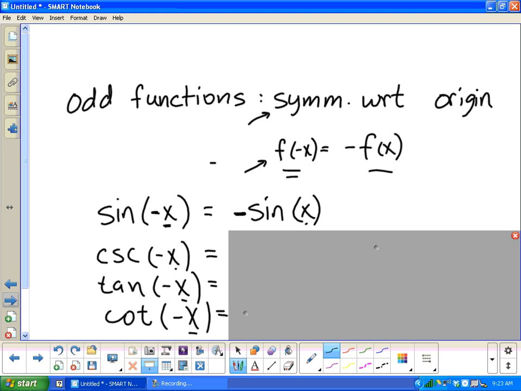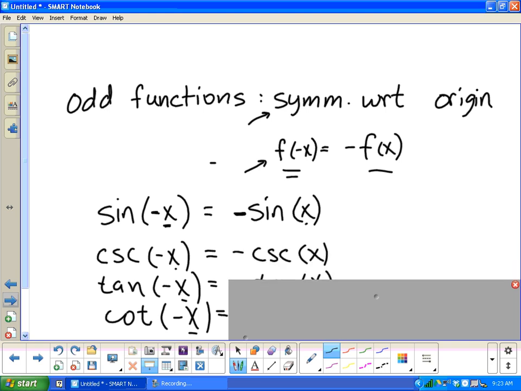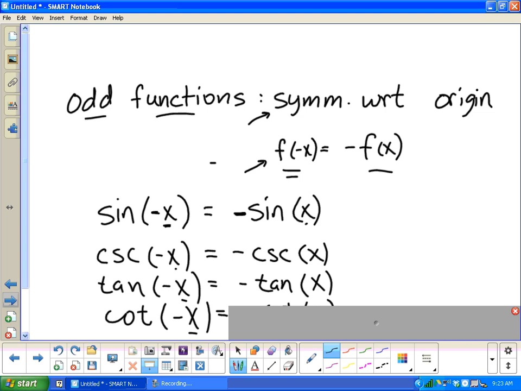The cosecant of negative x is going to be negative cosecant of x. Tangent of negative x is just the negative or opposite of tangent of x. Why do we say these? Because we said all these were symmetric with the origin, right? If they're symmetric with the origin, that means they are odd functions. So out of my 6 trig functions, these 4 are the odd ones.